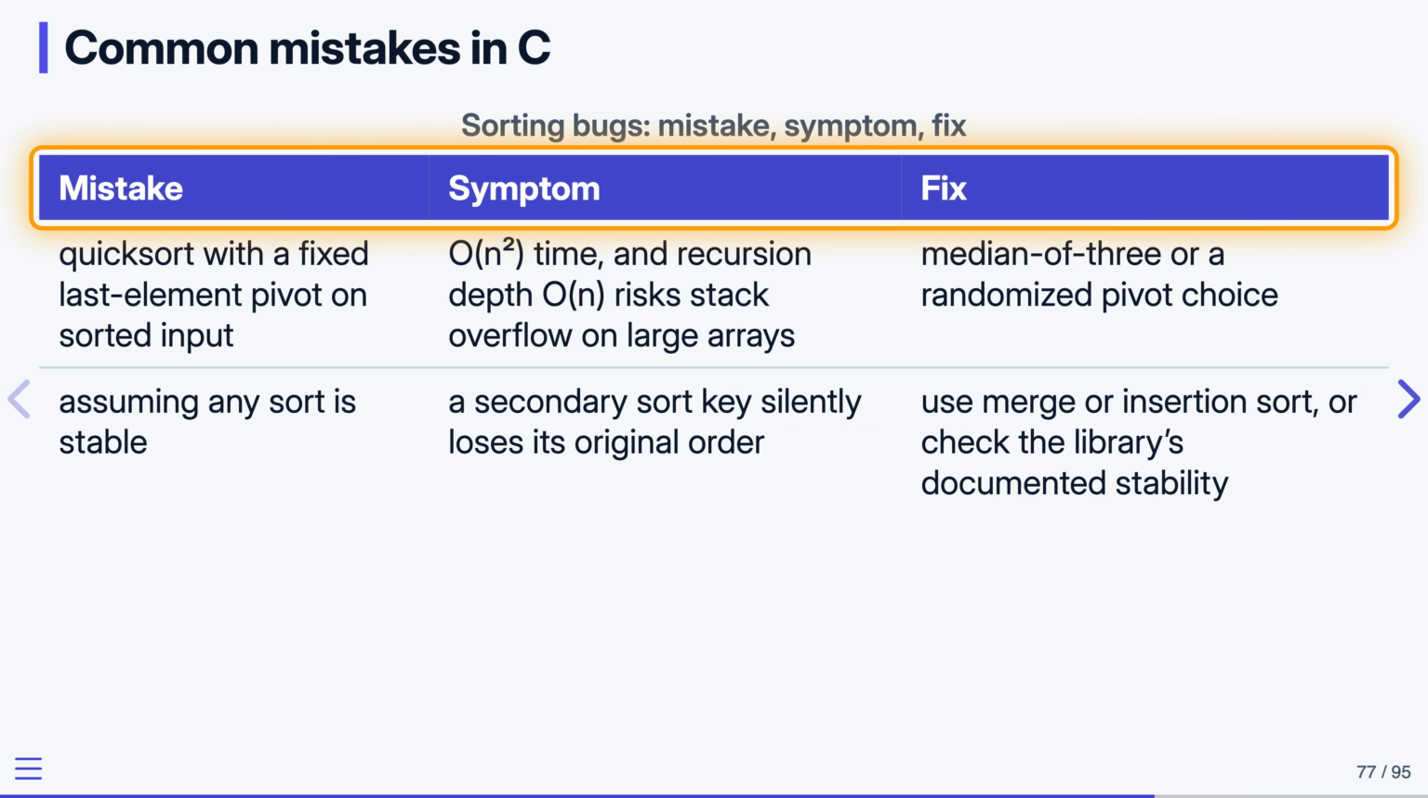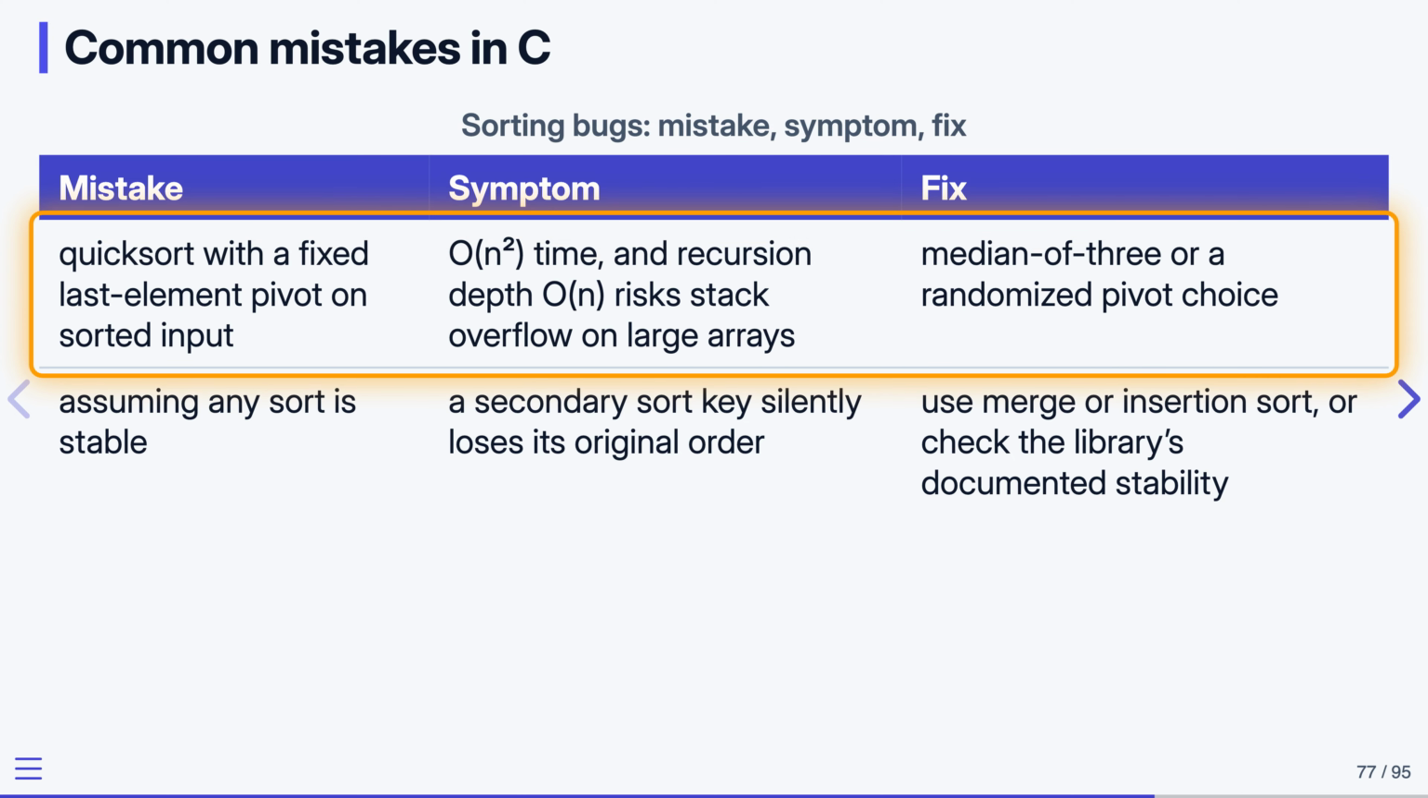These are the common mistakes in C. Each row gives the mistake, the symptom it causes, and the fix. Let's walk them one by one. The first mistake is quicksort with a fixed last element pivot on sorted input. The symptom is O(n squared) time, and a recursion depth of O(n) that can overflow the stack. The fix is a median of 3 or a random pivot.